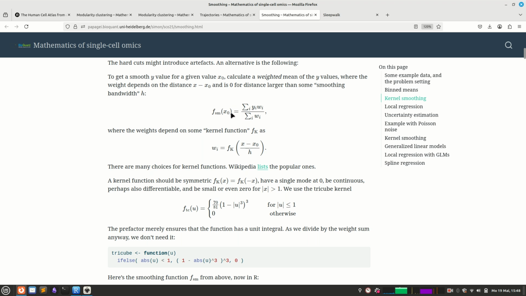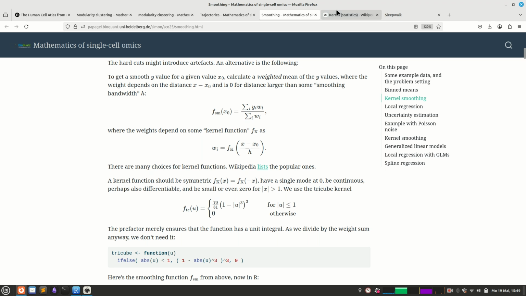I say to get the point at value x naught, I take the average of the function of the data y values of a data point, each data point value weighted by some weight value w, which depends on how far the data point is from the point where I currently want to calculate this.